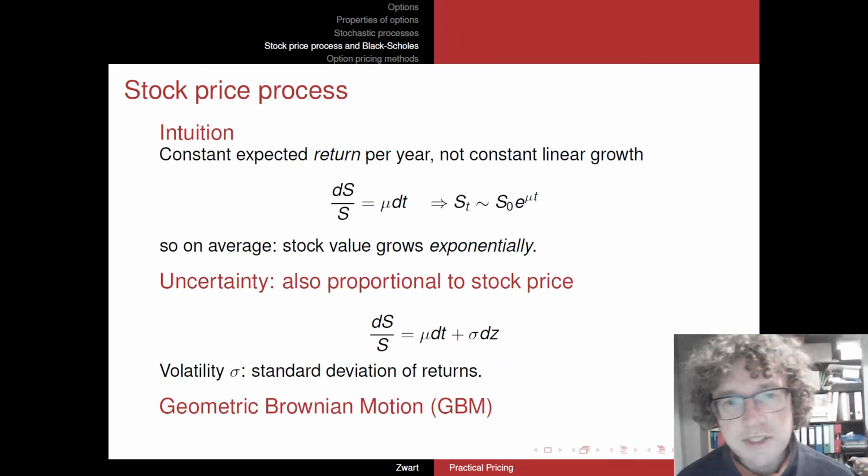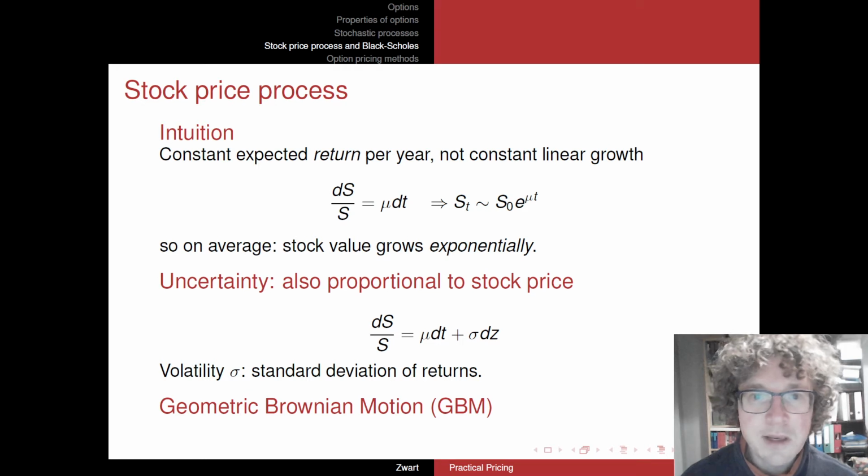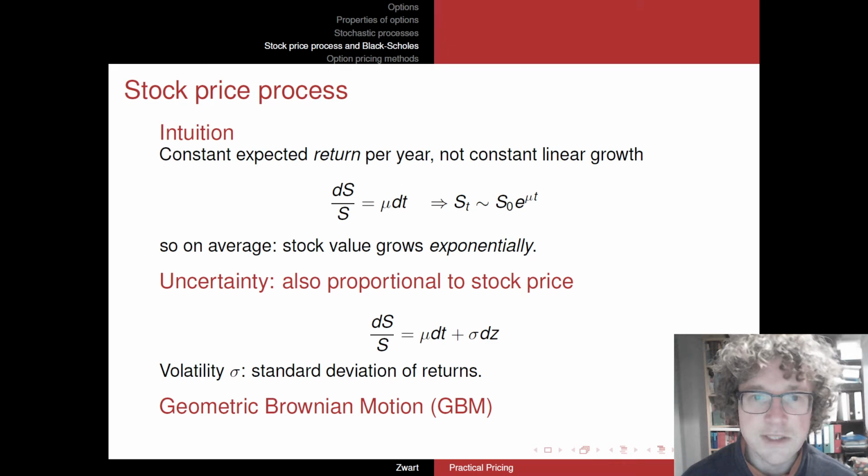So the intuition here is, rather than this constant linear growth that we just described in the previous video, stock prices are closer to being characterized by a constant expected return per year rather than a constant growth per year. So what does it mean, a constant expected return per year? That means that the change in the stock price as a proportion of the stock price itself, dS divided by S, is going to be proportional to time. So that's some growth rate mu times the change in time dt.